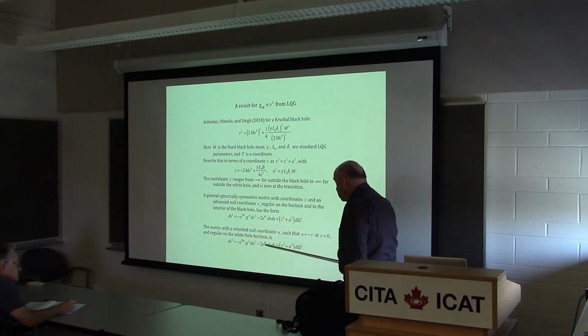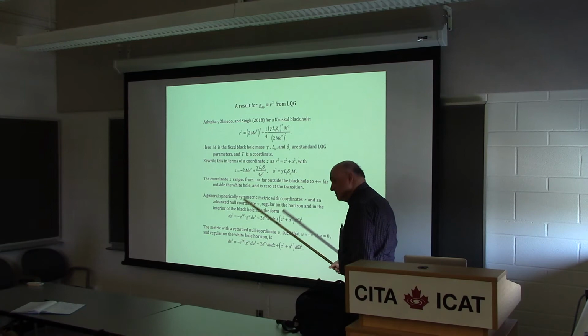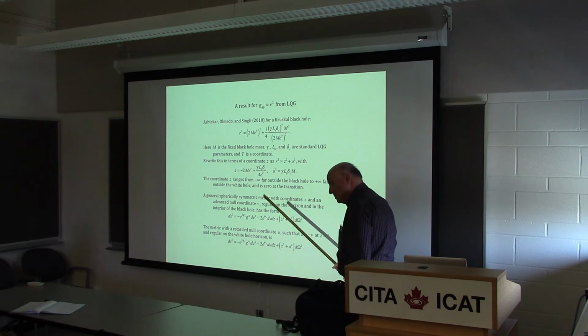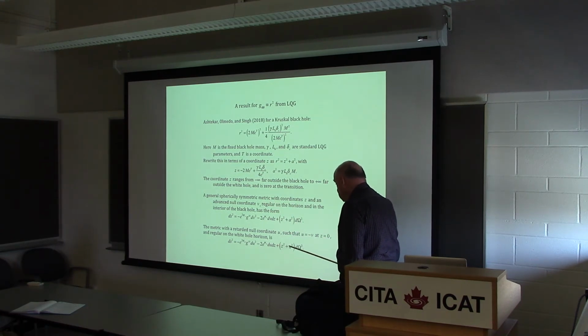But in the case of the white hole, you really want to use a retarded null coordinate, because in advanced coordinates the metric is singular on the white hole horizon. So to get something that's regular on the white hole horizon, you want to use the retarded coordinate u, but the structure of the metric is exactly the same. And with the signs I've chosen for this term, this means that both v and u increase to the future.